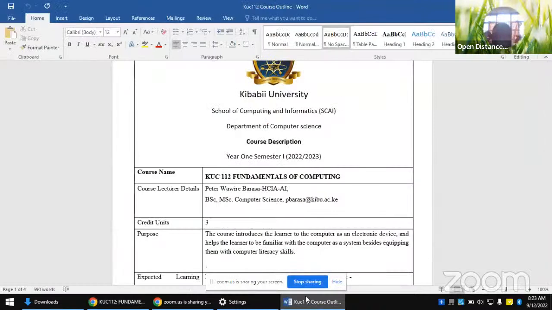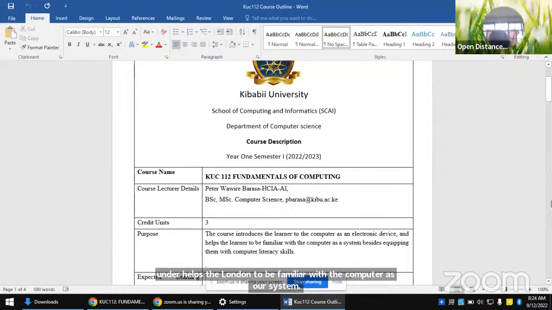So we are going to go through this course, that is KUC112, Fundamentals of Computing. My name is Peter Wawira Barasa, HCIA certified, artificial intelligence certified practitioner. Barasa has a BSc and MSc in computer science, and my email is pbarasa@kibu.ac.ke. The credit units for this particular course is 3 credit units. And the purpose of this course: the course introduces the learner to the computer as an electronic device and helps the learner to be familiar with the computer as a system, besides equipping them with computer literacy skills.